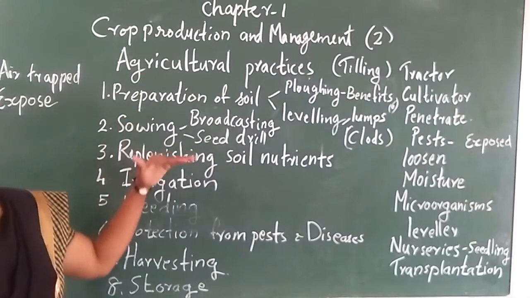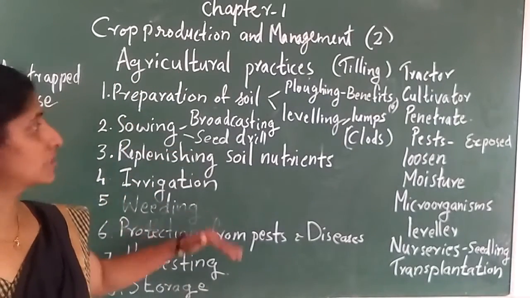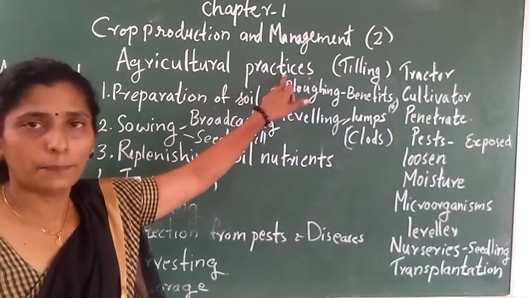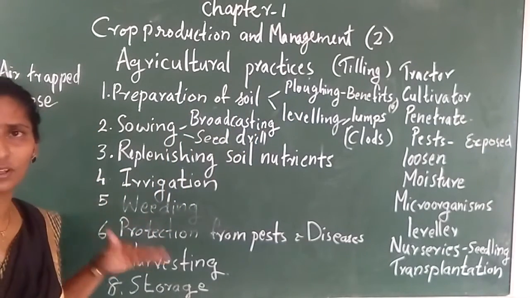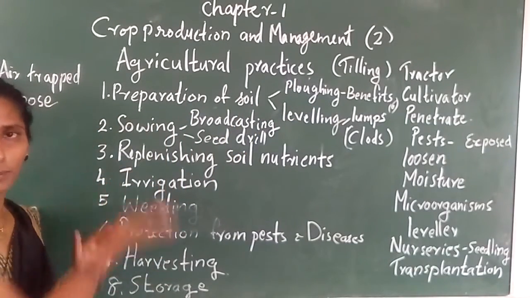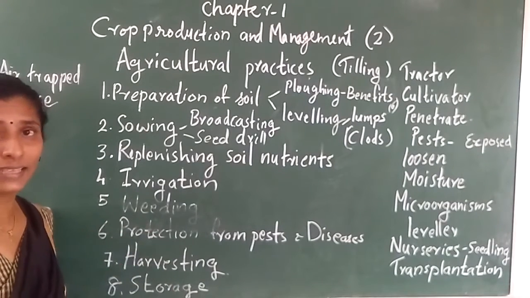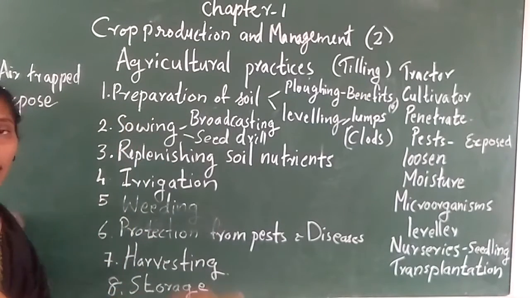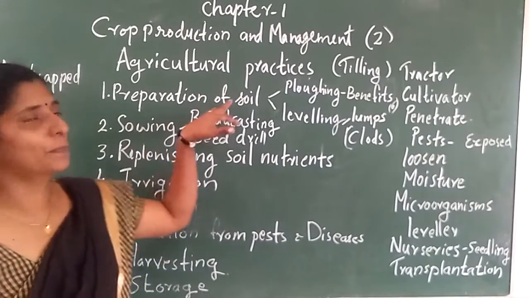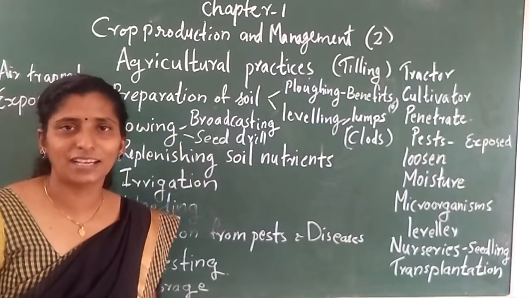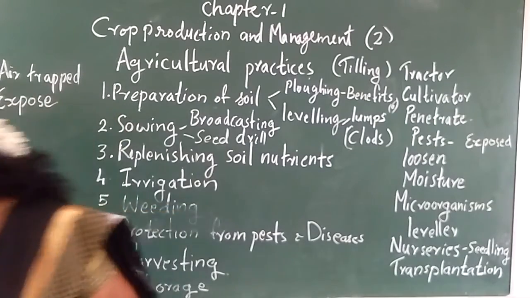So these are the different steps present in agricultural practices. There are 8 steps. You can make it 7 or so, no problem. So almost how many steps are there? 8 steps from preparation till storage. So today we are going to discuss the preparation of the soil. How can I do the preparation of the soil?